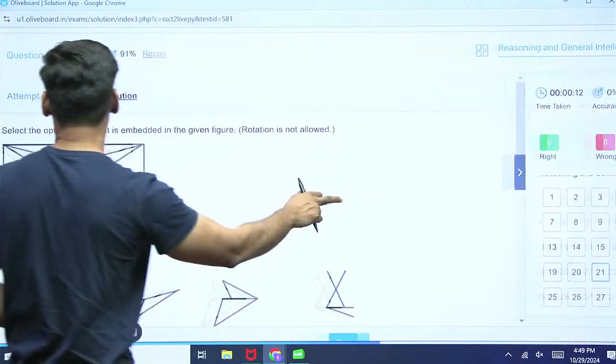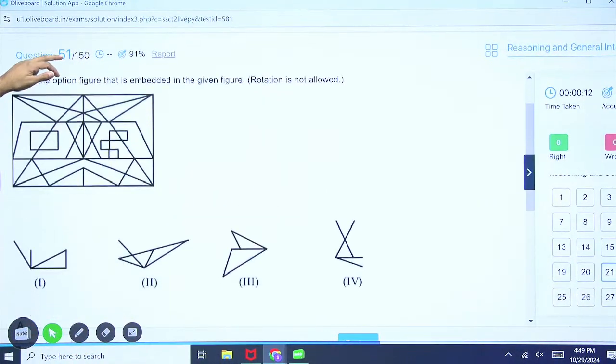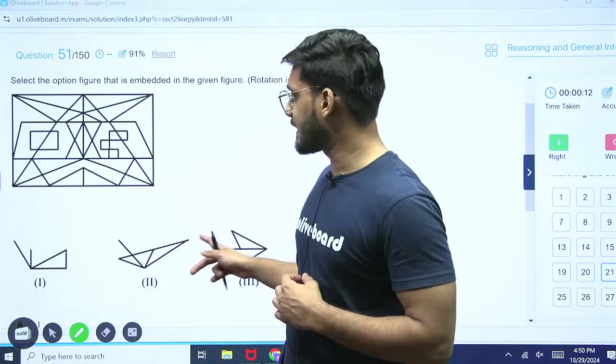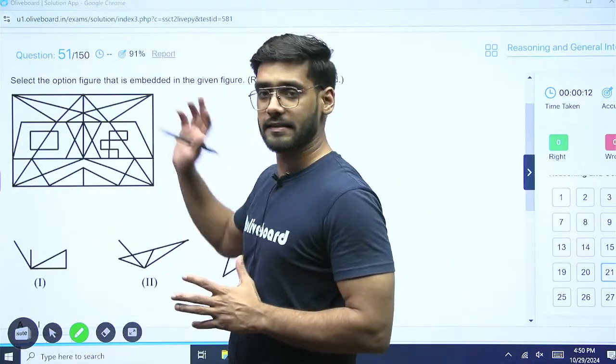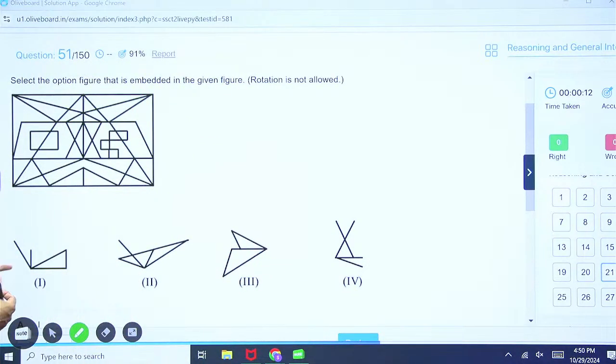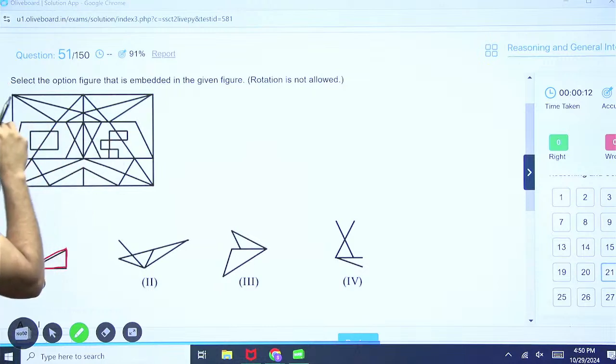21st question on your screen. This is from the embedded figure. We need to find out from the given 4 alternatives which alternative is hidden in this figure. Okay, let's see. If we see this one, can we see any right angle triangle? Can we see this triangle? We cannot see it anywhere, because first of all, rotation is not allowed. Can we see this anywhere? I cannot see it.